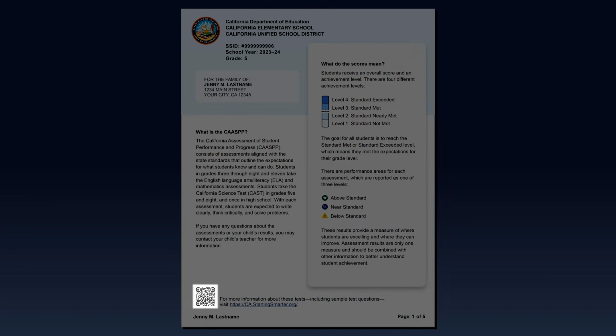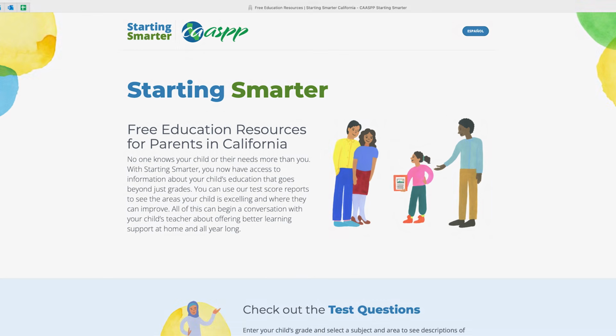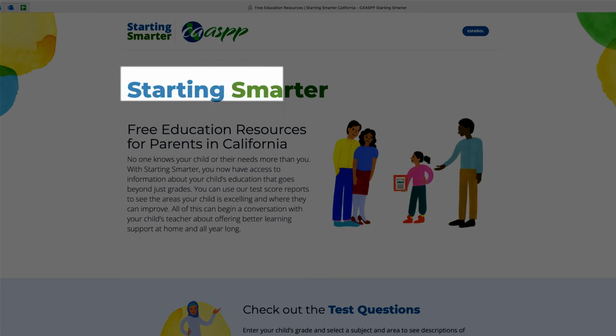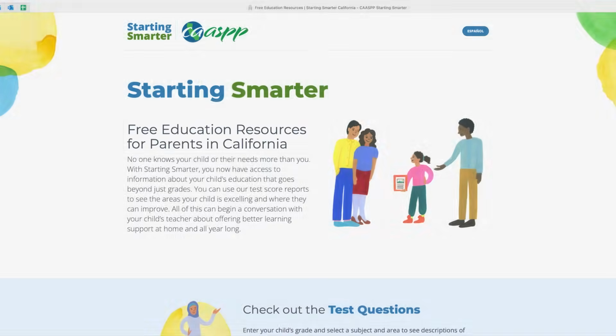Also on page 1 is a QR code and a link that takes you to the Starting Smarter website. This website is specifically designed for parents and guardians and provides more information about your child's SSR, as well as several free resources.